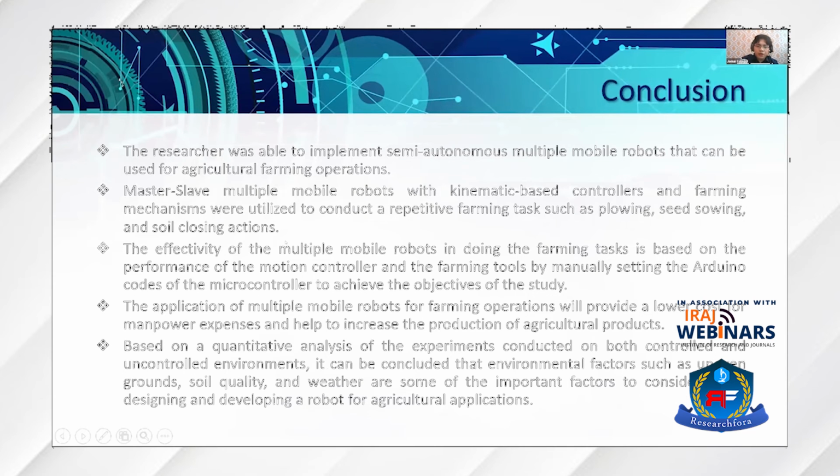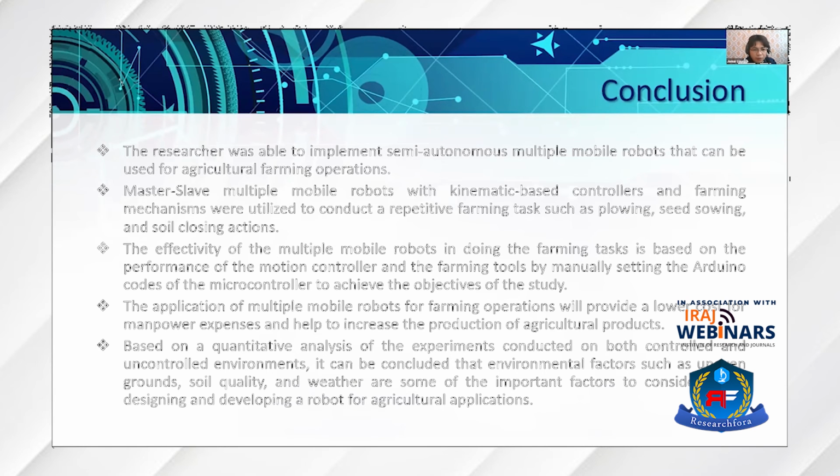So for the conclusion, the researcher was able to implement semi-autonomous multiple mobile robots that can be used for agricultural farming operations. The master-slave multiple mobile robots with kinematic-based controllers and farming mechanisms were utilized to conduct repetitive farming tasks, such as plowing, seed sowing, as well as soil closing actions. And then the effectivity of multiple mobile robots in doing the farming task is based on the performance of the motion controller and to achieve the objectives of the study.